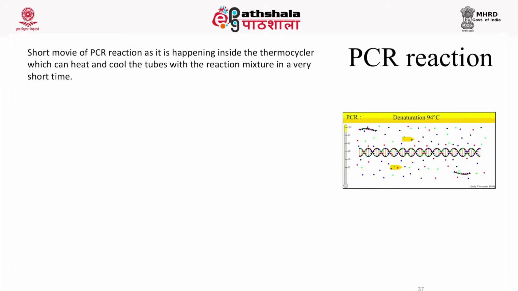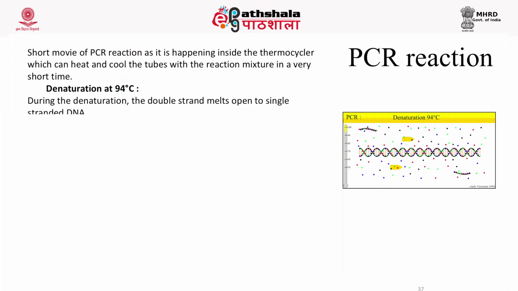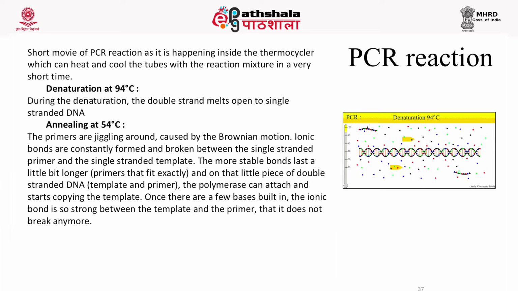Inside the thermal cycler, which can heat and cool the tubes with the reaction mixture in a very short time, all 3 steps are happening. The first step is the denaturation at 94 degrees centigrade, where the double stranded DNA melts into single stranded DNA. The second step is annealing, as you can see in the movie, at 54 degrees centigrade, where the primers which are moving around in the reaction mixture anneal with the single stranded DNA.